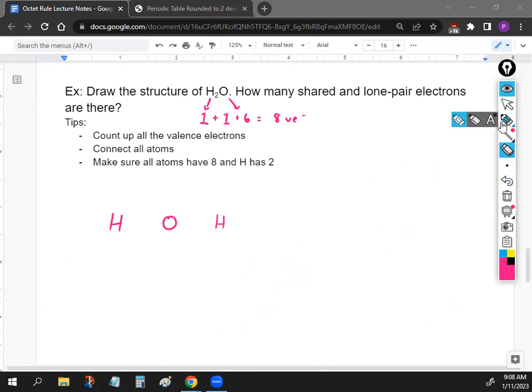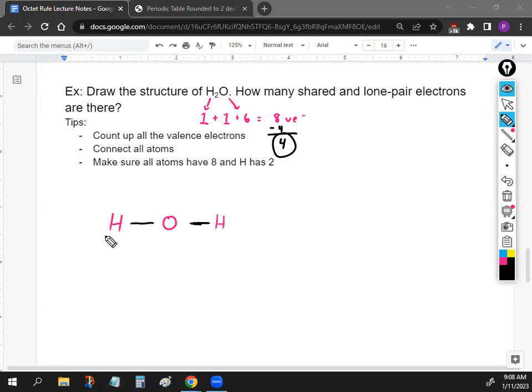Next we're going to connect all the atoms together. We've got to connect H with oxygen and oxygen with H. Again, you need to connect all of them because they're part of the same structure. Now, each line is 2 electrons. So we used 2, 4. So 8 minus 4 is 4. And so we still have 4 electrons that we need to draw on this molecule.